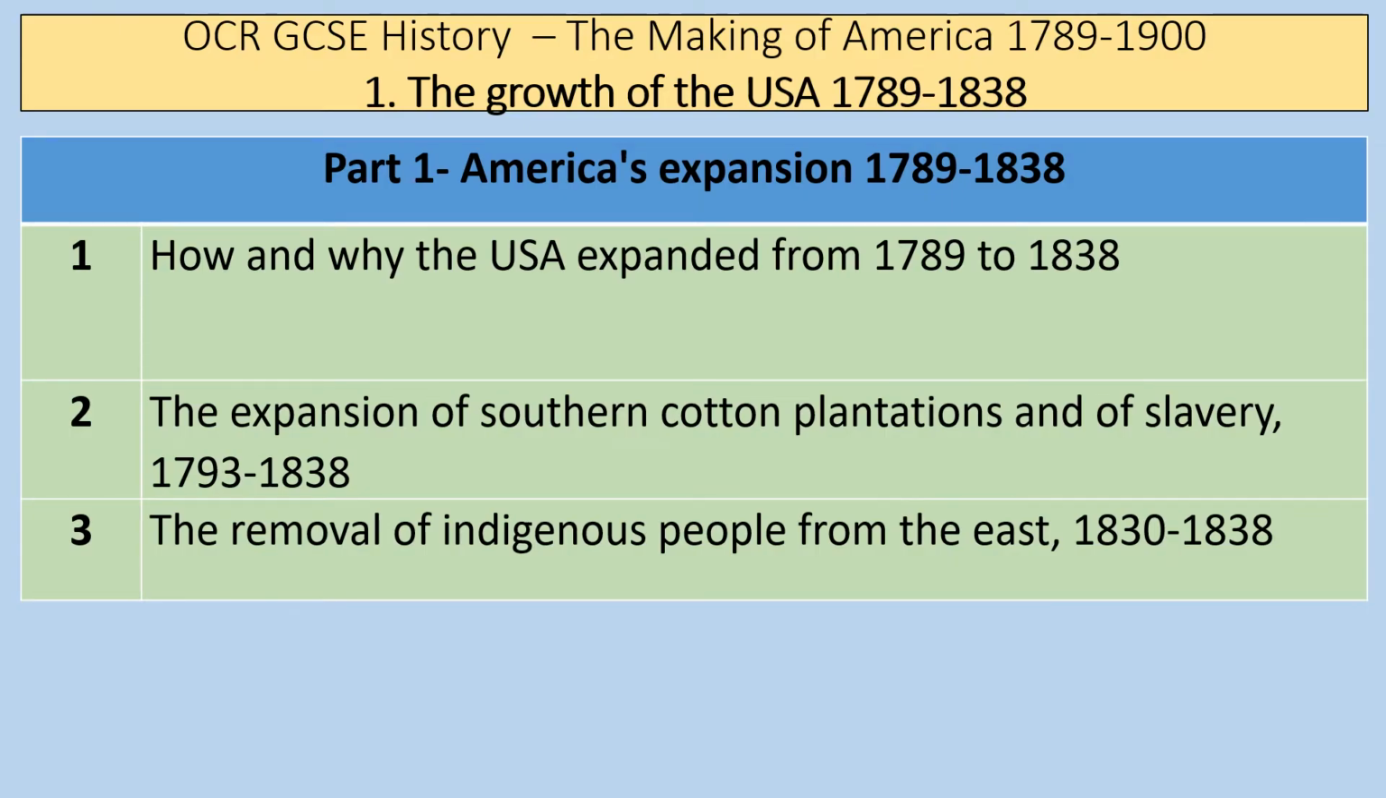So in terms of the syllabus for this part of the course, the first topic we're going to look at is how and why the USA expanded from 1789 to 1838. The second topic is the expansion of southern cotton plantations and of slavery between 1793 and 1838. And then the third topic is the removal of indigenous people from the East, 1830 to 1838. And the word indigenous refers to Native Americans, or as the textbook sometimes refers to them as Indians.